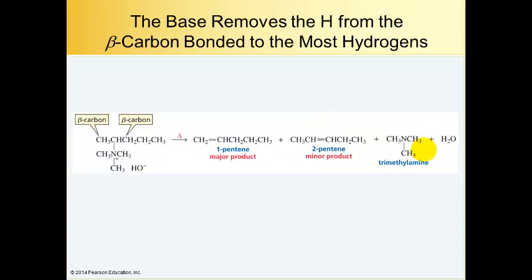The base removes the hydrogen from the beta carbon that is bonded to the most hydrogens. For example, if this is our alpha carbon, here's our beta carbon, and here's our beta carbon. The base removes the hydrogen from the carbon with the most hydrogen, so it's going to be this one right here to give our major product shown here, and then this is a minor product.